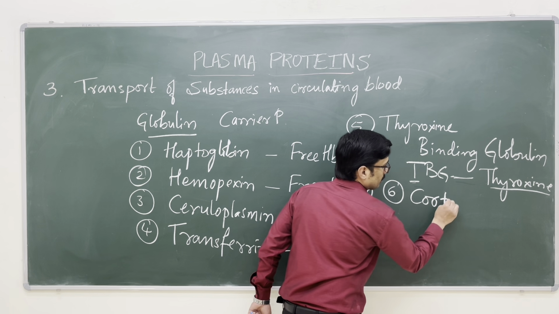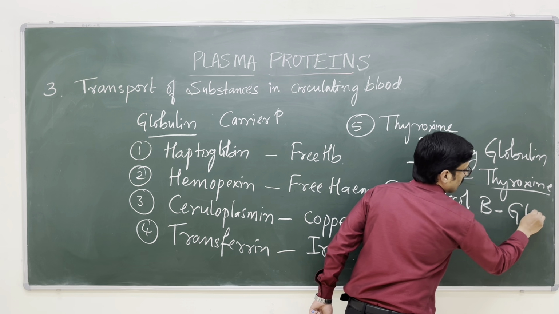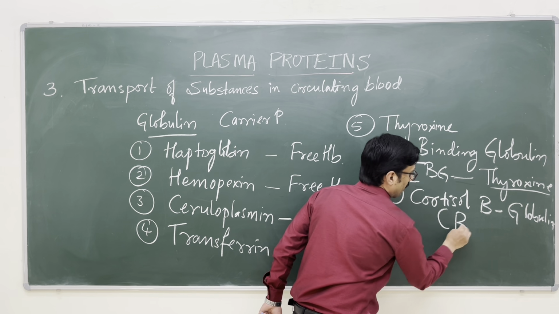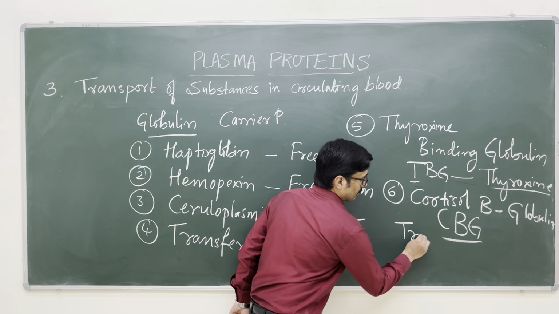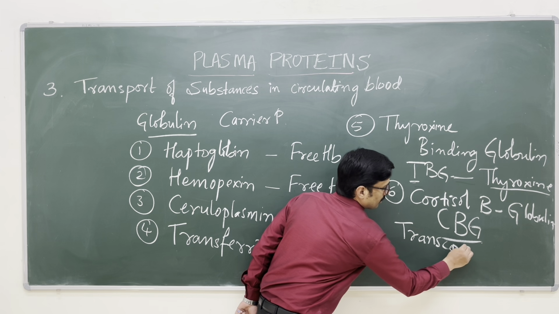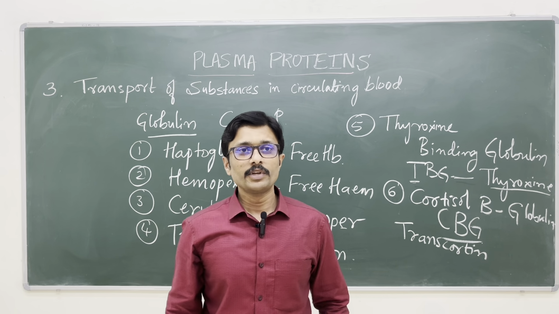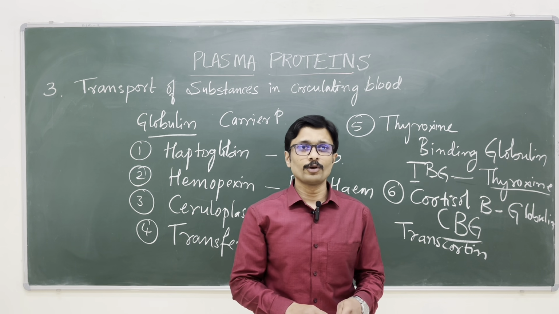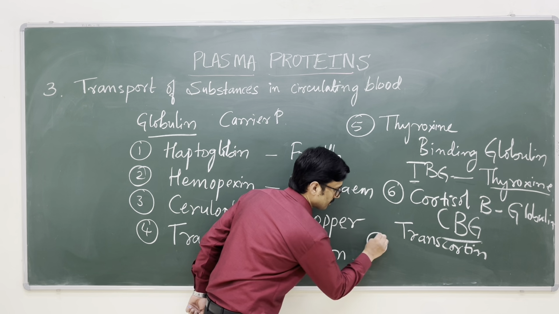Cortisol binding globulin, also called transcortin. So this transcortin is a type of globulin which will bind to the cortisol hormone, and this cortisol hormone is transported in the plasma.